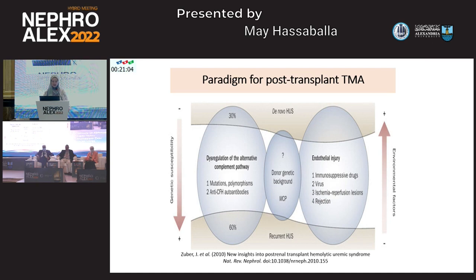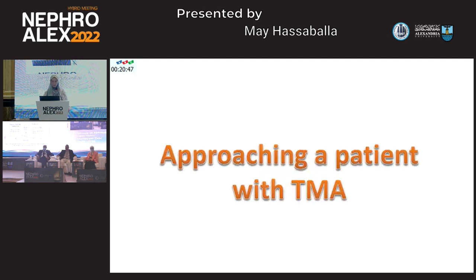If you look here, those with the genetic susceptibility, in 30% of the cases there's going to be a trigger factor, whereas those with the environmental factors, again in 30% of the cases, there's going to be a genetic factor. So it's a mix between the two.